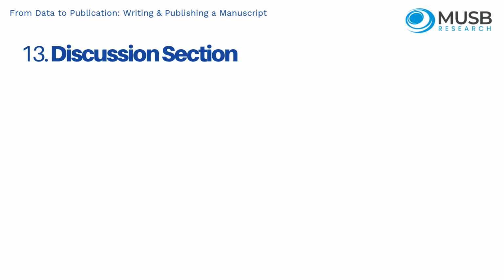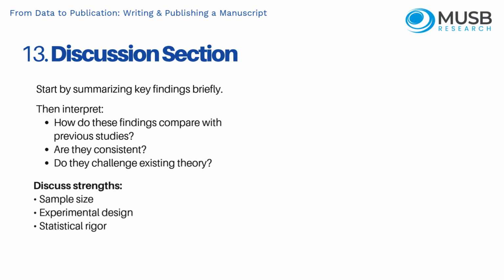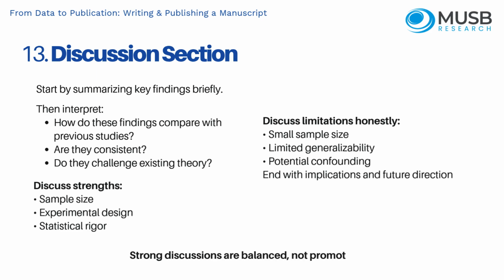Discussion reconnects your findings to the broader context introduced earlier. Start by summarizing key findings briefly. Then interpret. How do these findings compare with previous studies? Are they consistent? Do they challenge existing theory? Discuss strengths, sample size, experimental design, statistical rigor. Discuss limitations honestly. Small sample size, limited generalizability, potential confounding. End with implications and future directions. Strong discussions are balanced, not promotional.